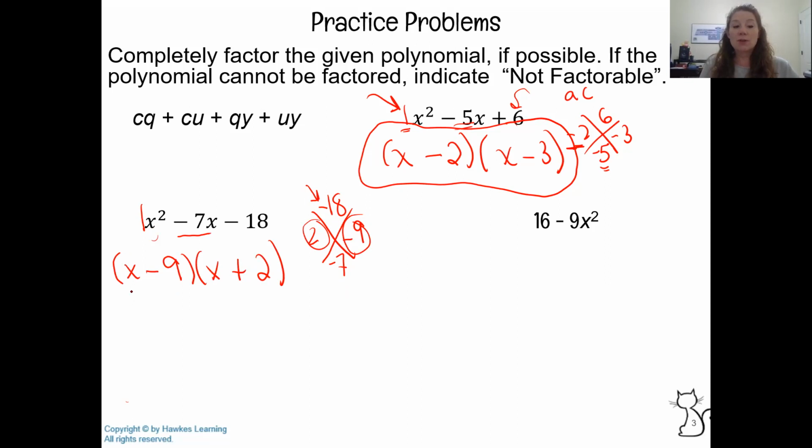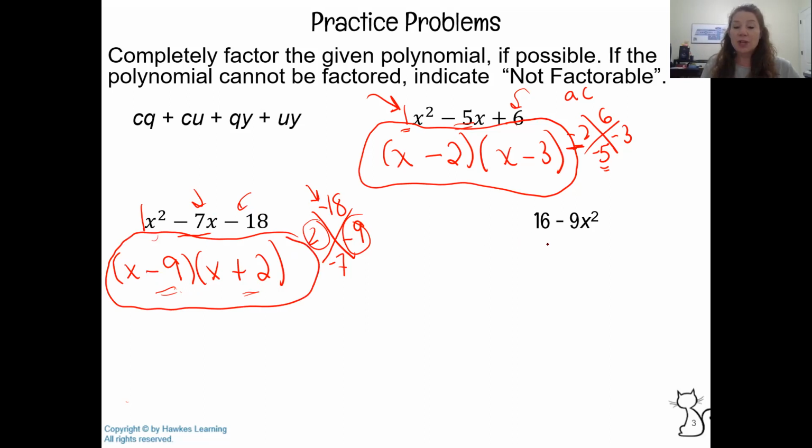So now if we FOILed this, we would get x squared plus 2x minus 9x, which is -7x, and then -9 times +2 is -18. So this is our final answer.